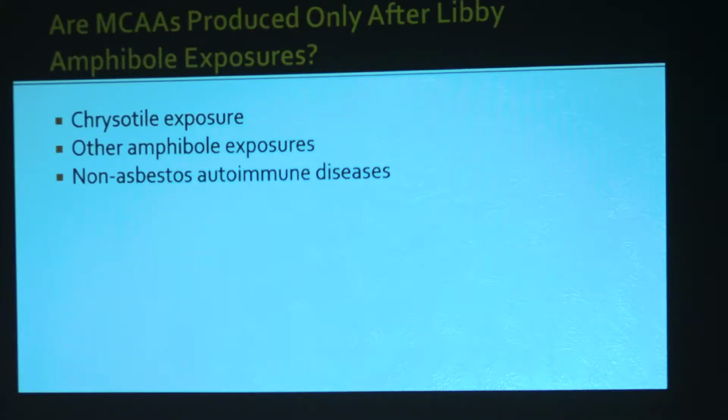Okay, so another question that's come up is, are the MESCAs produced only from Libby-amphibole exposures? So we've seen the correlation with Libby-amphibole, but what about chrysotile? We talked a little about chrysotile. So do they make MESCAs? What about the other amphiboles? We know they make the ANAs, right? But what about the MESCAs? And then we've also started looking at this non-asbestos exposed group. So back to Raj's question, could this be a marker for asbestos exposure? Well, if so, then we have to make sure they're not being produced by non-exposed people, right?